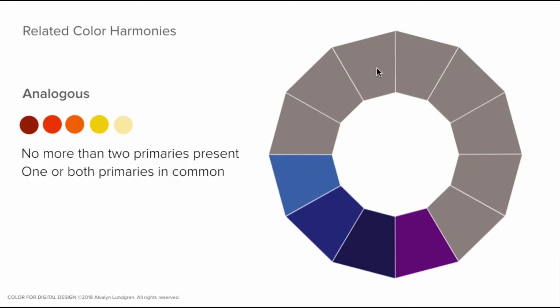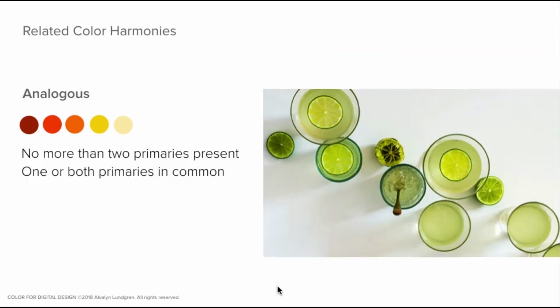And you can go about a third around the hue circle in either direction and have a related color scheme if you start with a primary. An example of an analogous color scheme in this photograph. There's green, there's yellow-green, there's no blues, there's no blue-greens. So just within the primary, the secondary, and the tertiary, we have the two primaries.